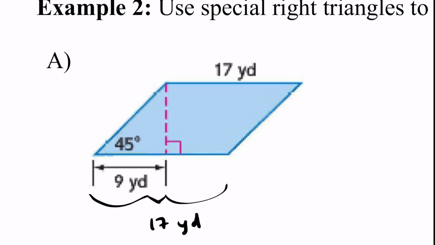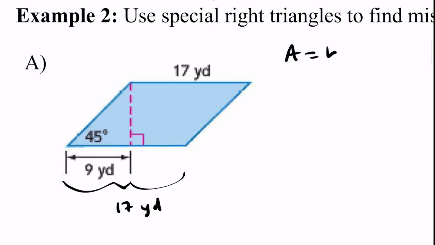So we have the base, right? So the area is equal to base times the height. I know what the base is, that's 17, but what is the height? Well, I don't know, right? So this height here is missing. We've got to use special rights to figure out that missing side.